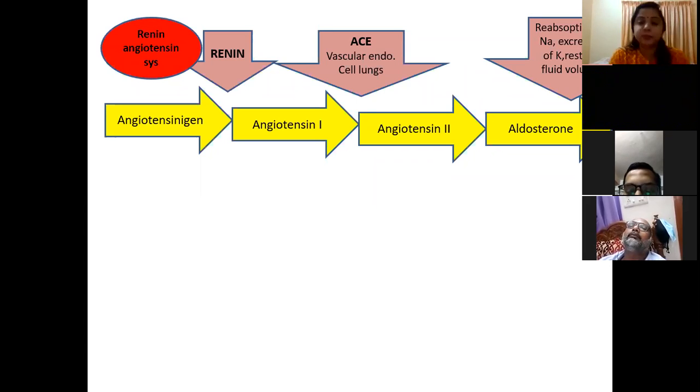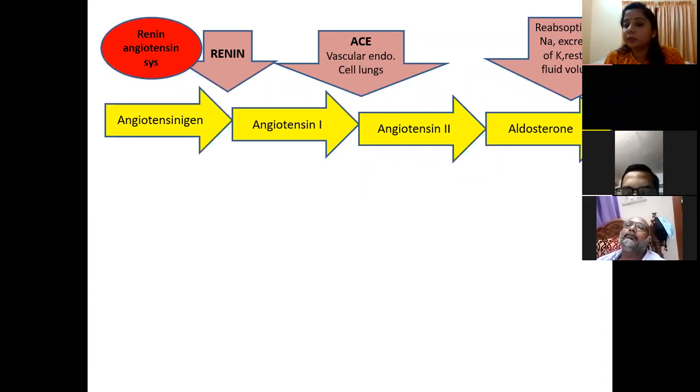Okay, we'll continue. The renin-angiotensin system: you have to know what it is. I'll tell in short. Whenever there is reduced blood supply in the kidney, the juxtaglomerular cells of the kidney will release renin into the circulation. Renin converts the angiotensinogen released from the liver to angiotensin 1. Angiotensin converting enzyme, which is present in the vascular endothelial cells of the lung, converts angiotensin 1 to angiotensin 2.